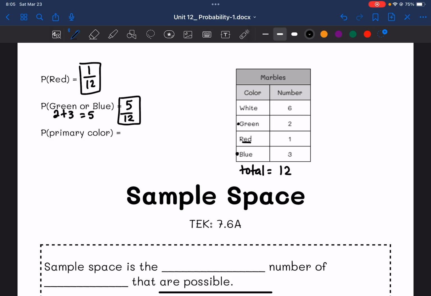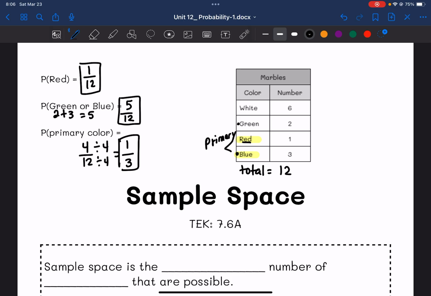And then the next thing that we're going to look at is the primary colors. Primary colors are going to be red and blue. There is 3 blue and 1 red, so that would be 4 out of 12. And again, you have to simplify this. I know that I can simplify the top and the bottom by 4. 4 divided by 4 is 1. 12 divided by 4 is 3. Okay, these two are the primaries.